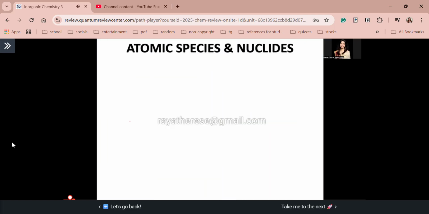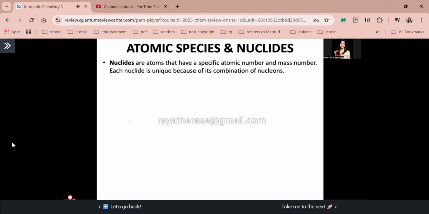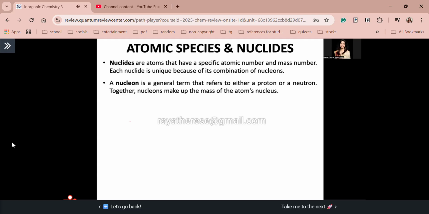So let's describe atomic species and nuclides. Nuclides are atoms with a specific atomic number and mass number. Recall, guys, atomic number is Z, mass number is A. Every nuclide is unique because of its combination of nucleons. Now, nucleons, guys, is just a general term that refers to either a proton or a neutron. Together, the nucleons make up the mass of an atom's nucleus. Okay? And that's what we aim to study in nuclear chemistry.